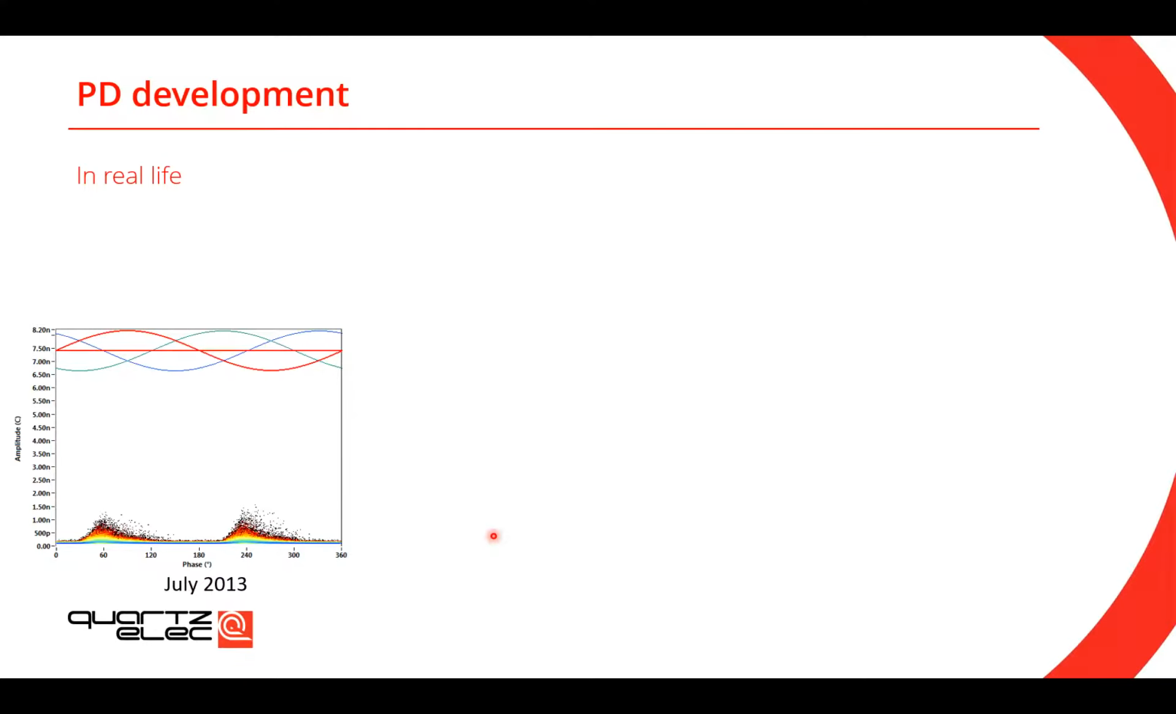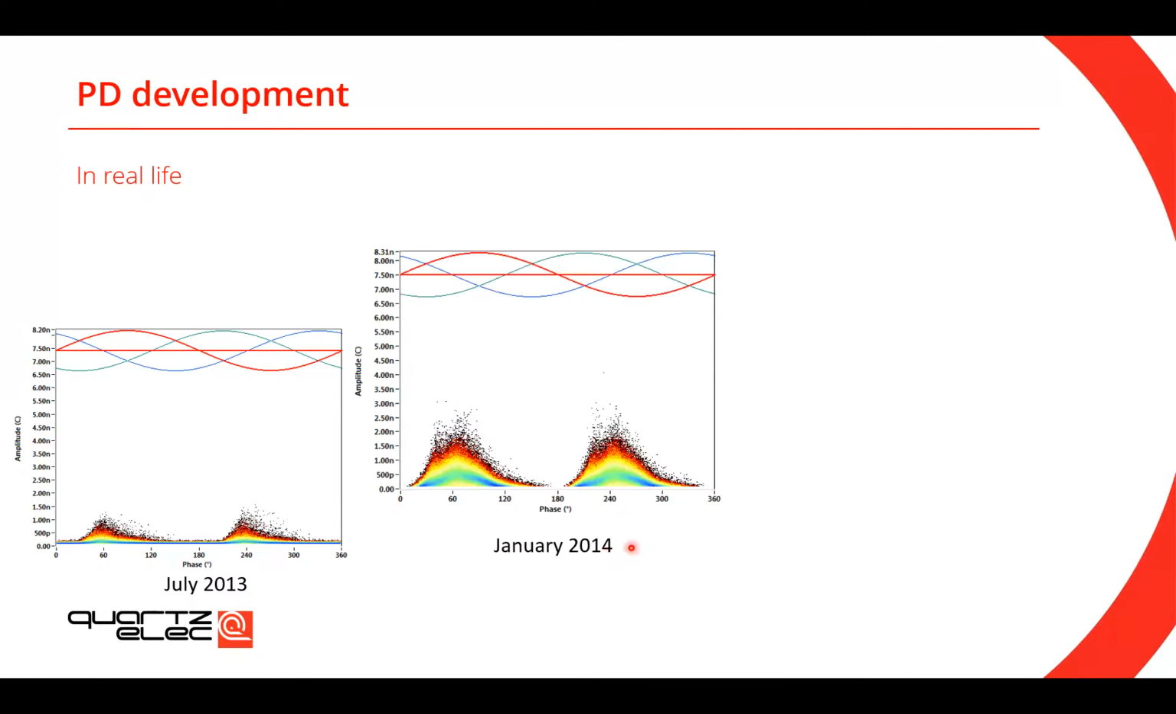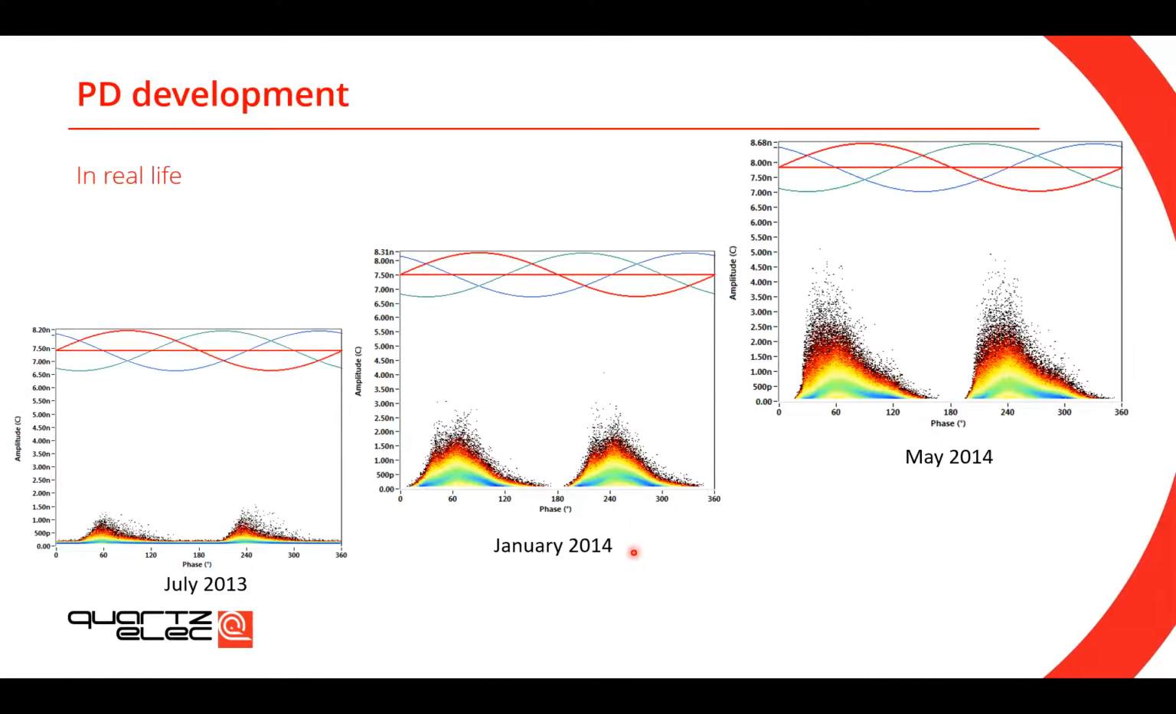And in real life, this is what you would see on partial discharge equipment. This is July 2013, then January 2014, and May the same year. You can see an exponential increase of partial discharge. So you do want to do something about it, because sooner or later you're going to end up with an earth fault. So be careful here.